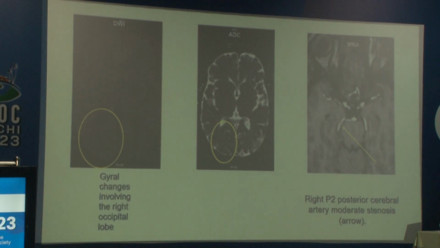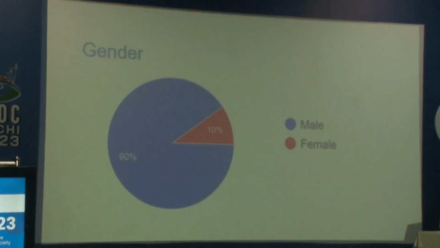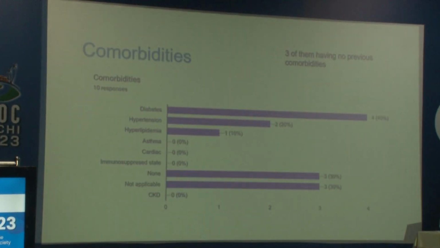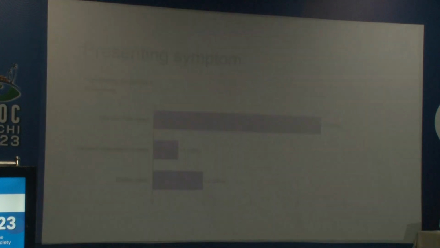This was another infarct in the right occipital lobe. Sorry, this is another infarct in the right occipital lobe with a posterior cerebral artery occlusion. So all my cases were between the age group 15 to 70, and 9 of them were males. 3 of them had no comorbidities, and most of them had a presenting vision of 6/6, if not for the associated ocular findings of cataract.